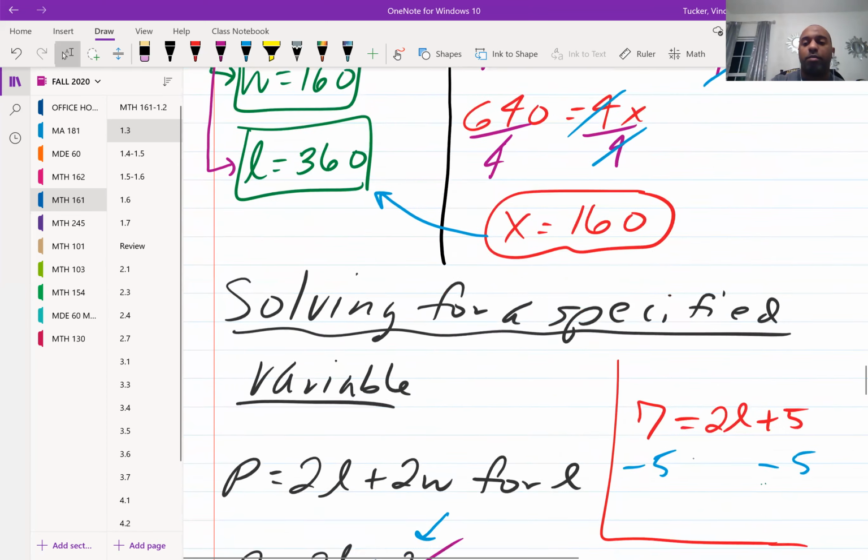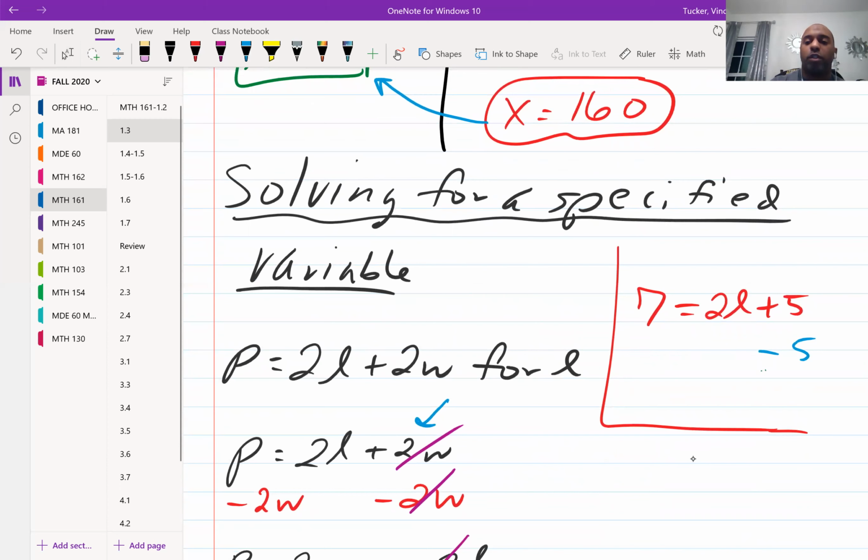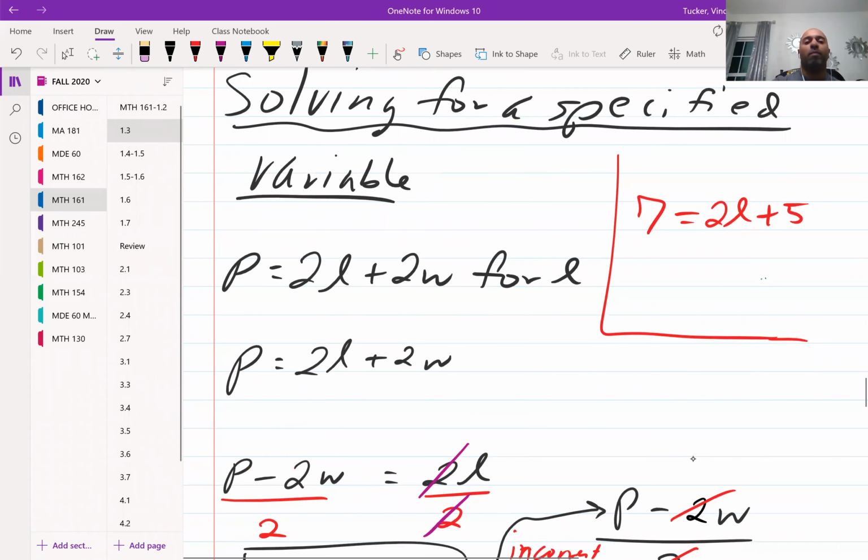One last thing in this section before we move on is solving for a specified variable. In this section, we're just trying to get the variable by itself, wherein we may not have something like x equal to 2 as a final answer, but you'll have your variable set equal to an expression. So if we go back to that perimeter formula, P equal to 2L plus 2W, and we want to solve for L, that just means we want to get L by itself. So our goal is to get L by itself.